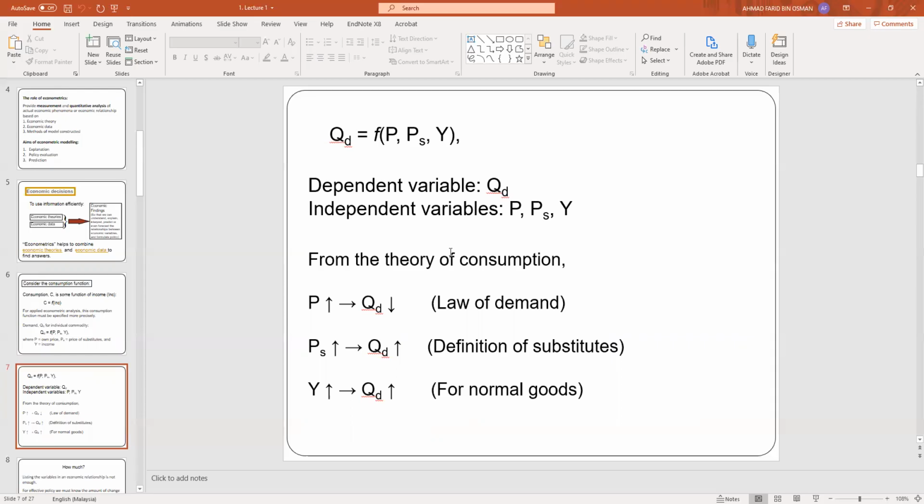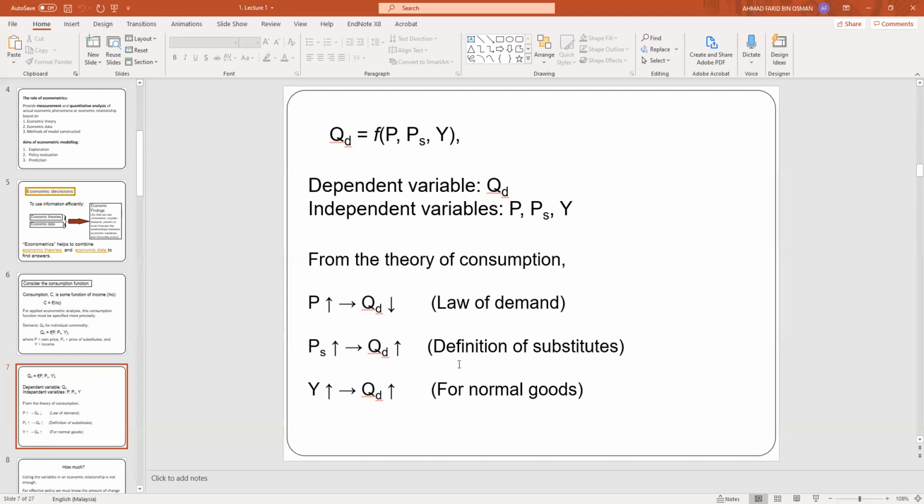Okay, and then based on the theory, based on the law of demand, we know that this is what we call our prior expectation. So how does the relationship exist between demand and each of these variables or determinants? When the price increases, based on the law of demand, we know that the demand will be reduced, decreasing.